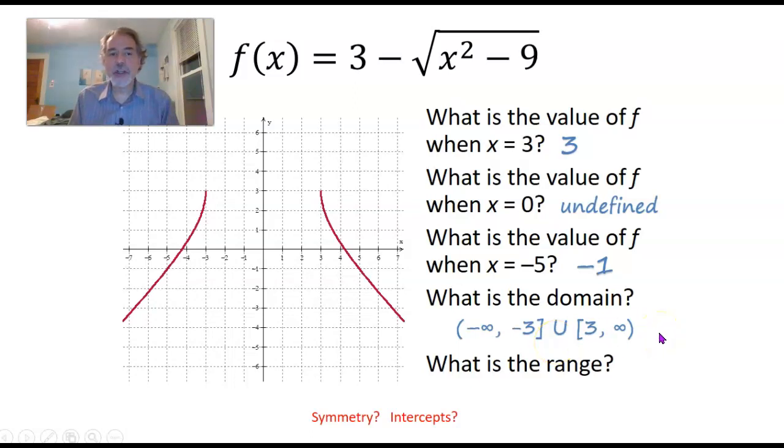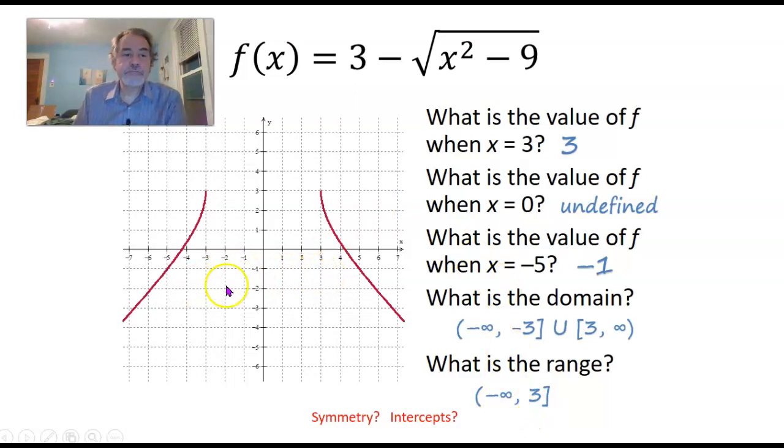And the range, the y-coordinates of the points that make up this graph, there's no limit to how far down they go. If we zoom out, we'd see points that go as far down as we want. But there is a limit to how far up they go. So the y-coordinates run from negative infinity up to 3. So that's the range, negative infinity up to and including 3.